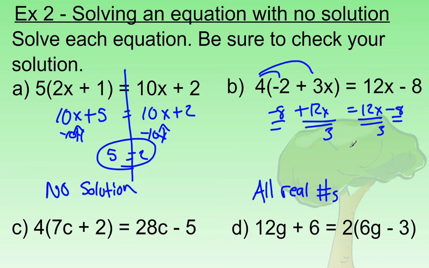Because these two sides of this equation are mirror images of each other, you're always going to get the same thing because you're doing the same math on both sides of the equal sign. So that's why we say this problem has all real numbers as a solution. Every number, no matter what number you pick, 5, it's an answer. You pick 12, it's an answer. You pick 2.36589, it's an answer. Every single number will work in this problem, letter B.